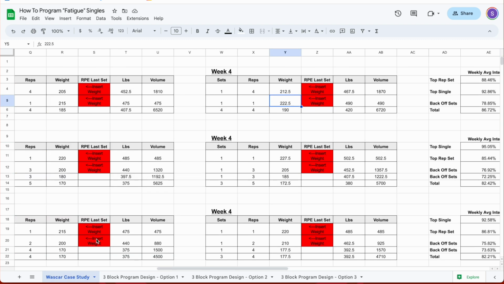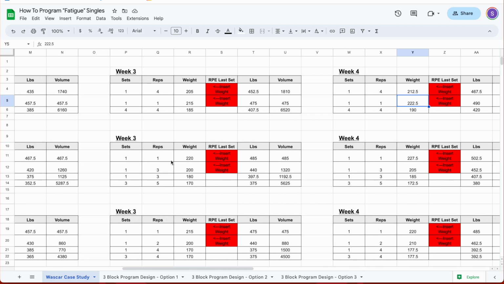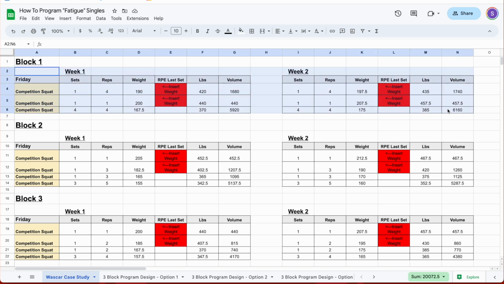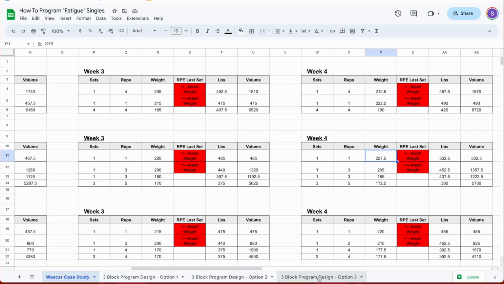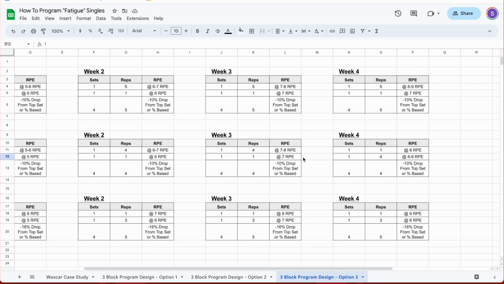And honestly, with Wascar, we could have done that. You can see here, this block here went great. And then the second block continued to go really well because we were able to carry over these adaptations. He hadn't detrained off of this rep work yet, so he was able to express this top end strength. For Wascar, we very well could use this option 3, where we make sure to prioritize the rep work in blocks 1 and 2, and place the single as a fatigued single afterwards.